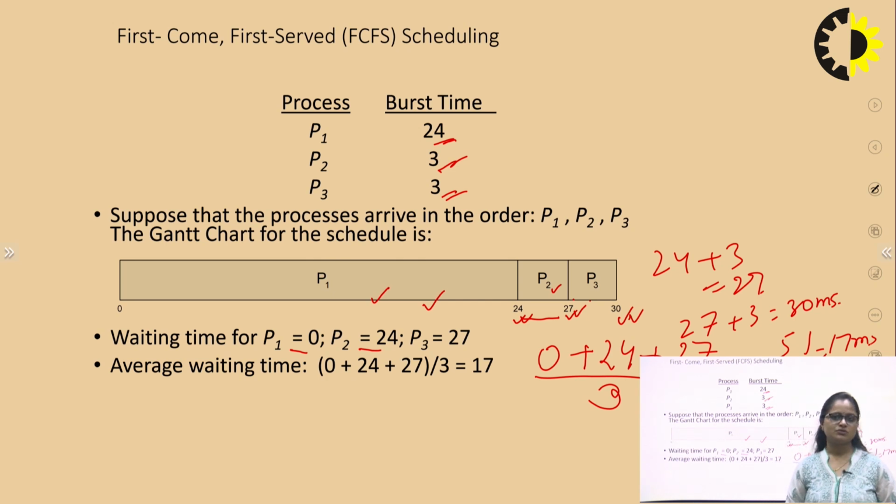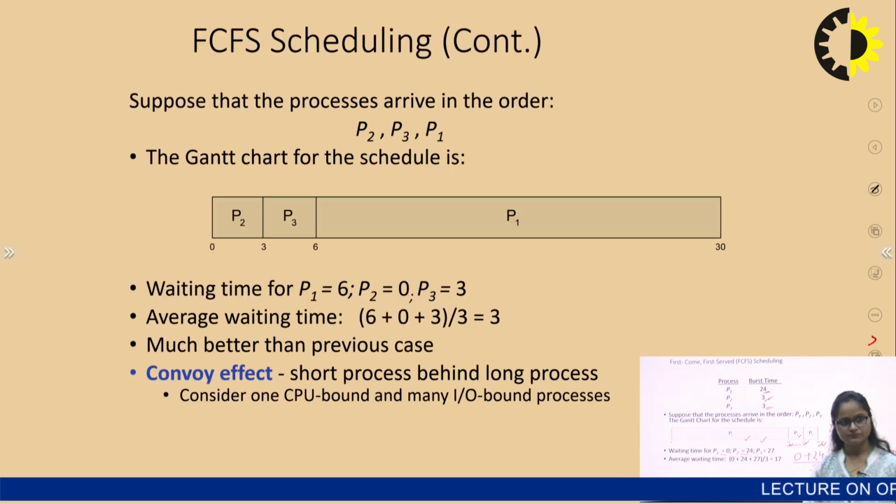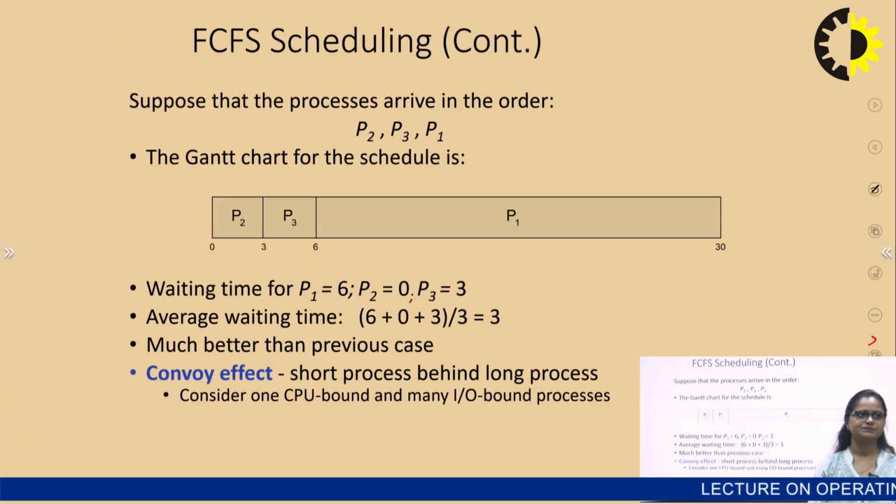So maximum CPU utilization is required, as well as a good average waiting time. Average waiting time should be minimum. So now coming to the next, suppose the processes arrive in a different order.